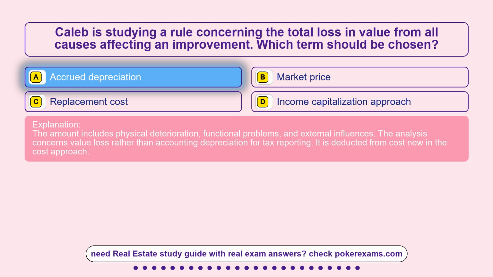The amount includes physical deterioration, functional problems, and external influences. The analysis concerns value loss rather than accounting depreciation for tax reporting. It is deducted from cost new in the cost approach.